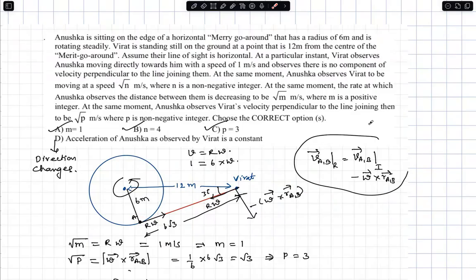Next, at the same moment, Anushka observed Virat's velocity perpendicular to the line joining them is root p.